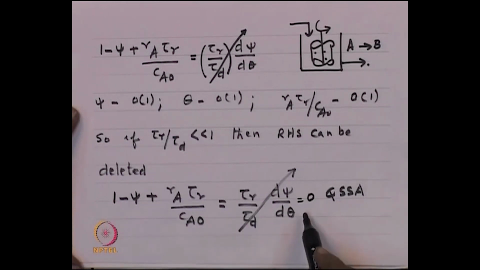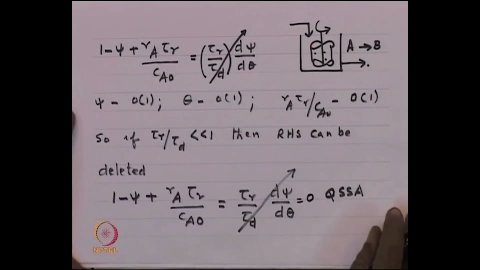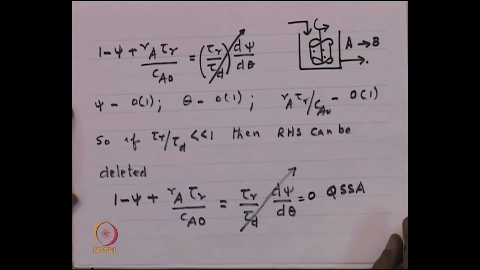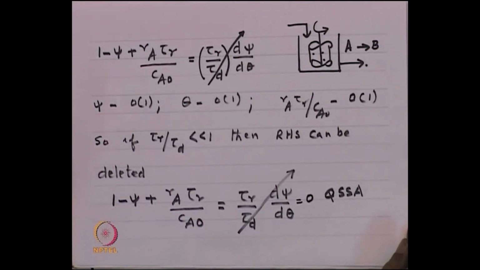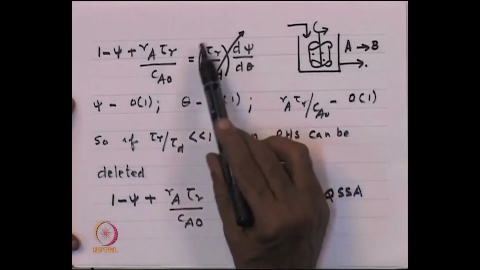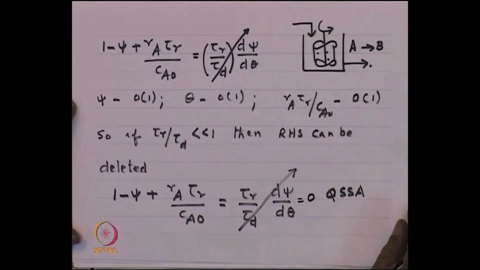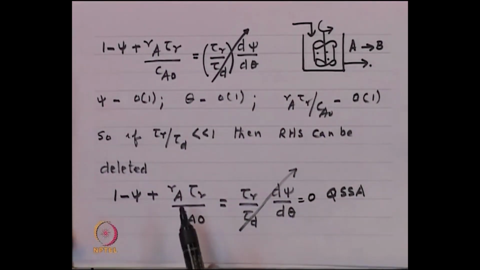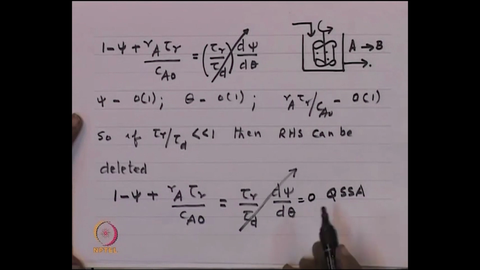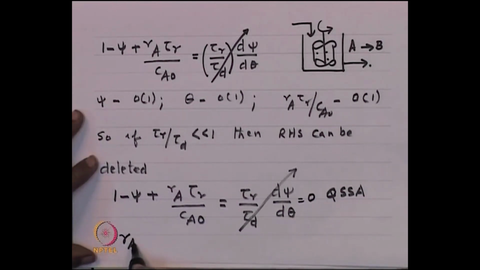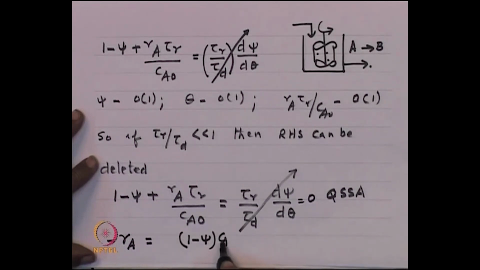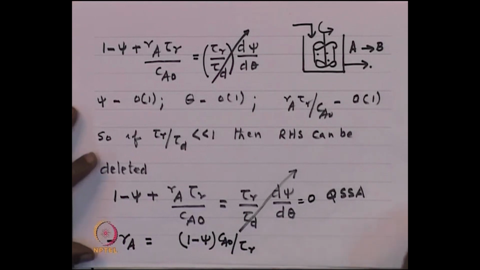When this equality becomes 0, we call this the quasi steady state approximation. In other words, under the condition that tau r by tau d is very small, the accumulation inside the reaction equipment can be neglected. Therefore, we might be able to quite satisfactorily say that 1 minus psi plus R A times tau r by C A 0 equal to 0. Or in other words, we can say R A equals 1 minus psi multiplied by C A 0 divided by tau r.